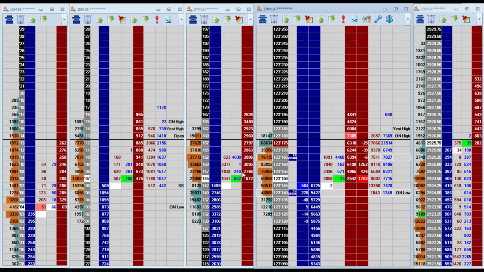Yeah, sellers are just bulldozing this lower. This is really what you'd like to see when you're short.